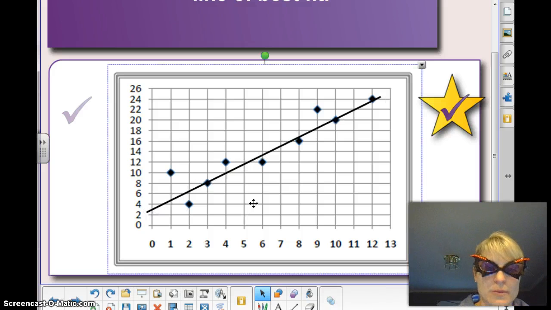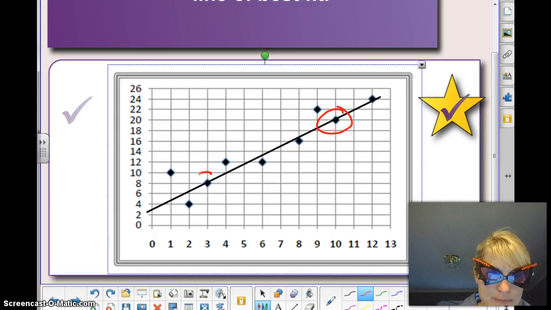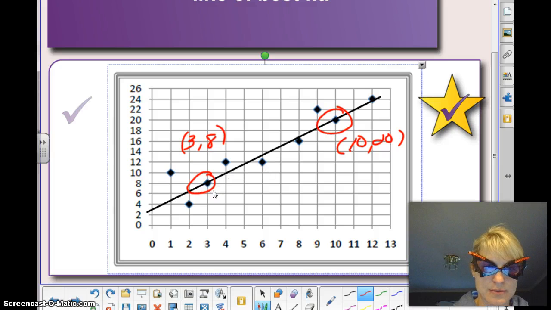So this one would be a little bit harder because it doesn't have a nice y-intercept here, and it's not going to always. So I'm going to use these 2 points that are actually on this line, and so that is point (3, 8), right? And then this one is point (10, 20). But I can still use my rise over my run, right, to find my slope.